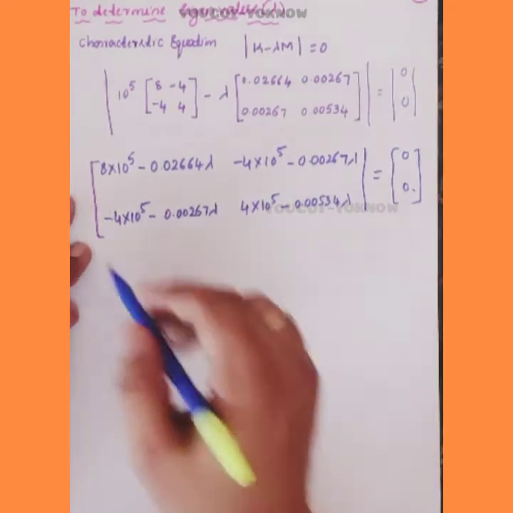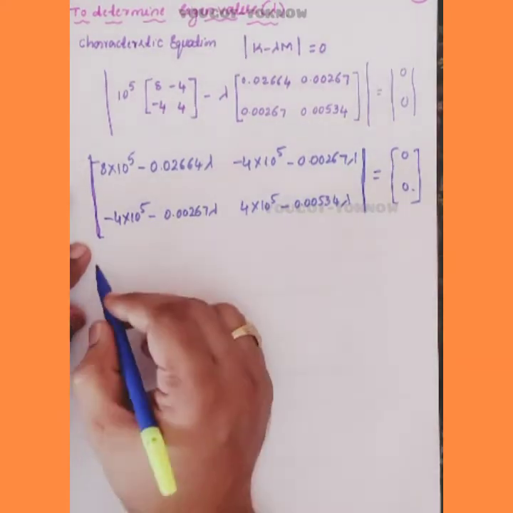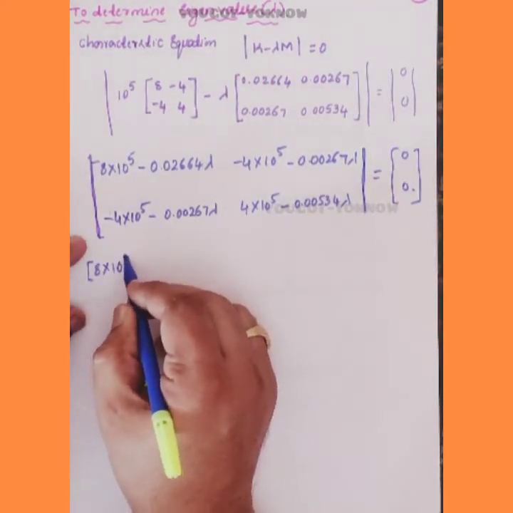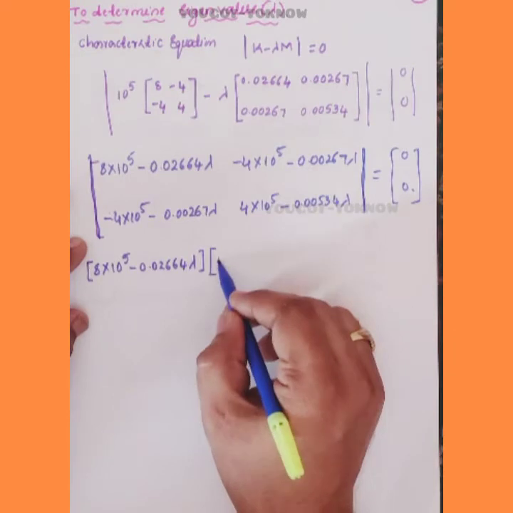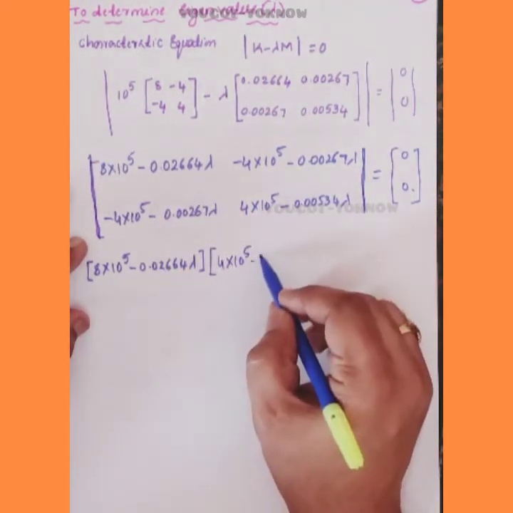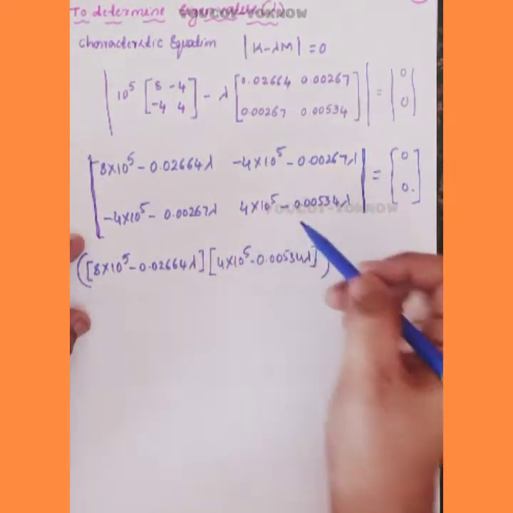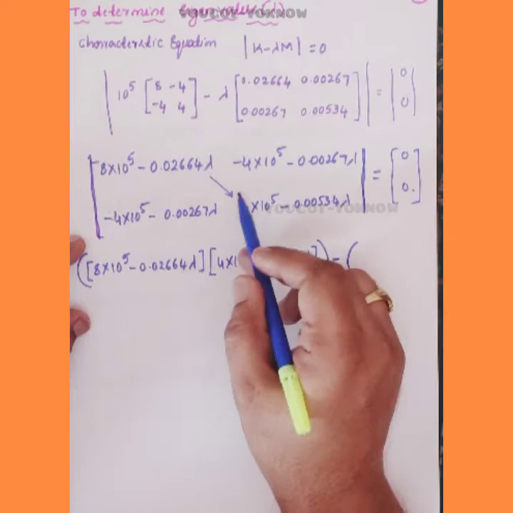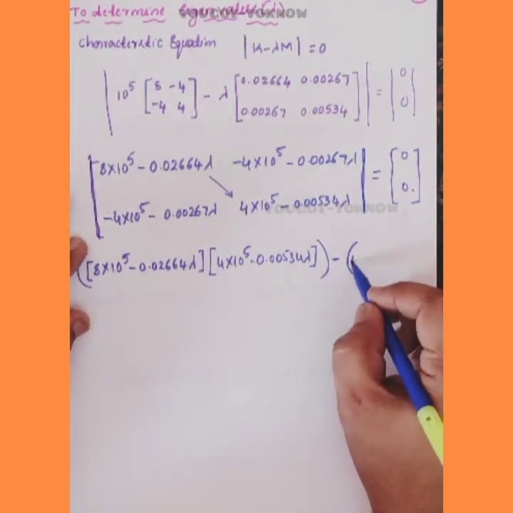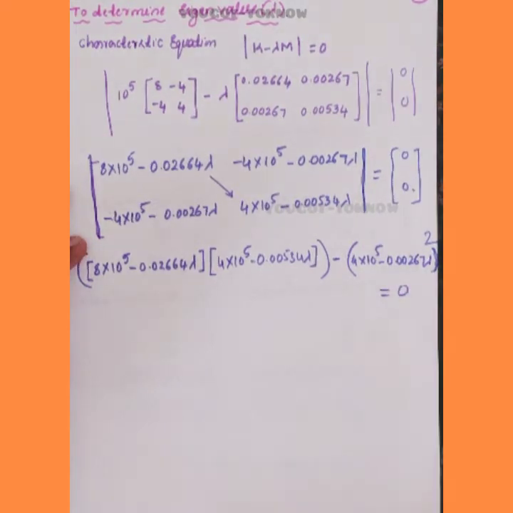Now, how do you calculate the determinant? Determinant means calculating the magnitude value of this matrix. How to calculate it? 8 into 10 power 5 minus 0.02664 lambda, into 4 into 10 power 5 minus 0.00534 lambda, that is A into B. Now this first value is over. Minus of, here minus is common. If you take minus minus, it will become plus. Then the value becomes 4 into 10 power 5 minus 0.00267 lambda, whole square, because it is common, equal to 0.